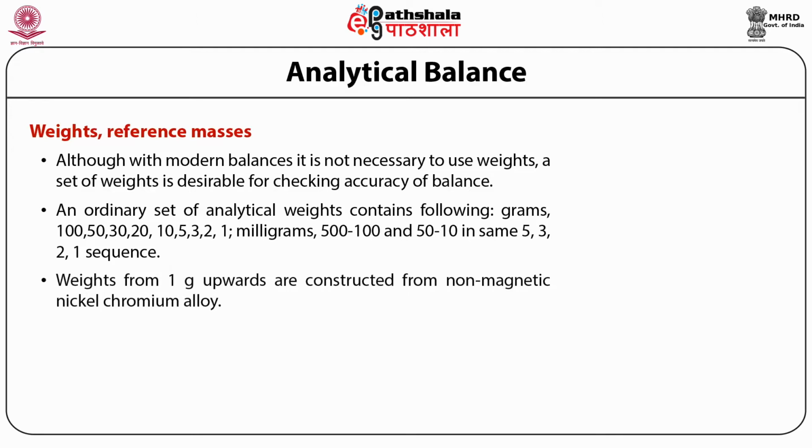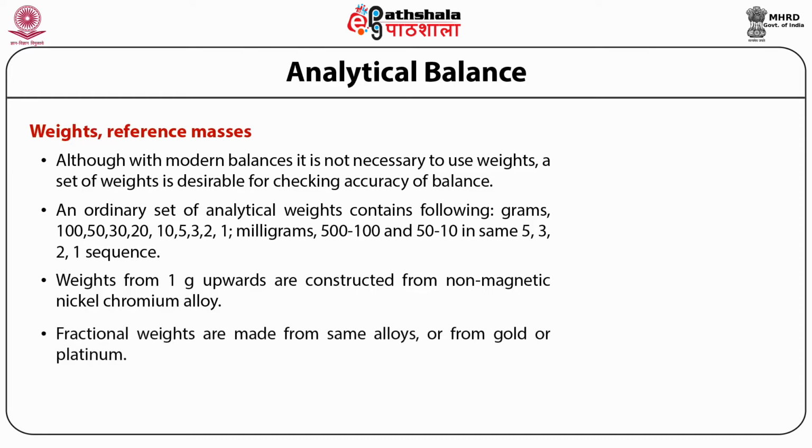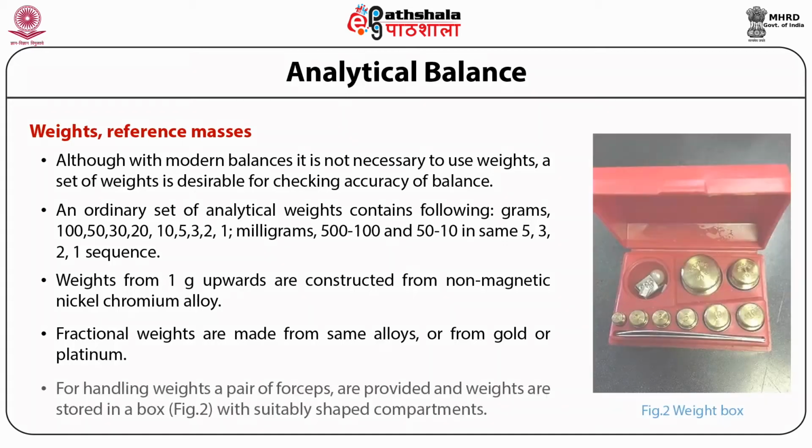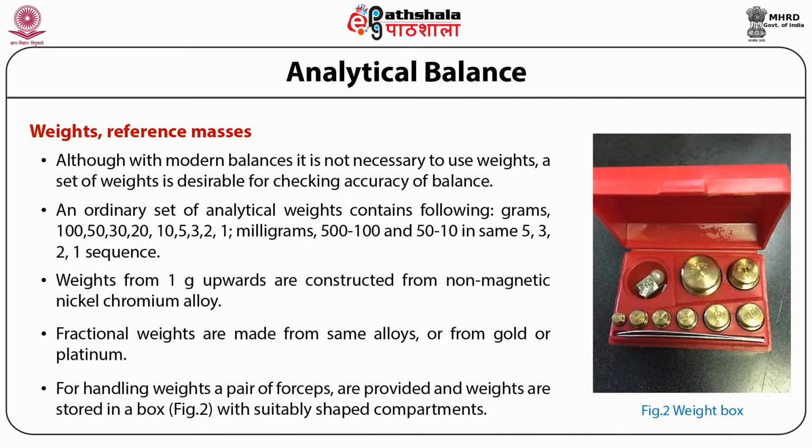The weights from 1 gram upwards are constructed from a non-magnetic nickel chromium alloy or from authentic stainless steel. Plated brass is sometimes used but is less satisfactory. The fractional weights are made from the same alloy or from a non-tarnishable metal such as gold or platinum. For handling the weights, a pair of forceps, preferably ivory tipped, are provided and the weights are stored in a box as shown in figure 2 with suitably shaped compartments.